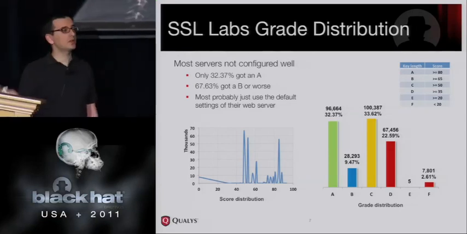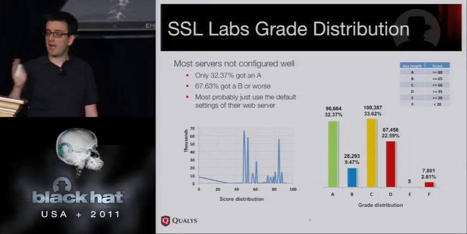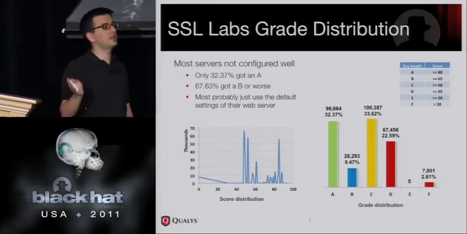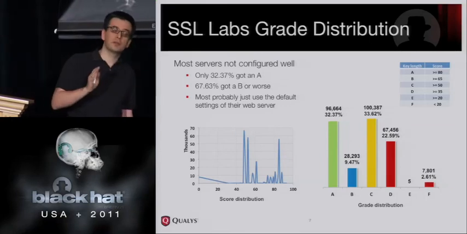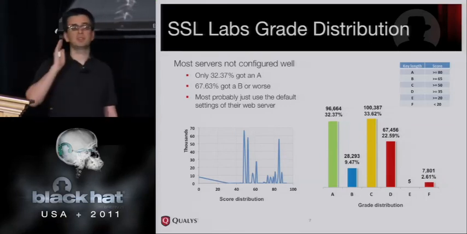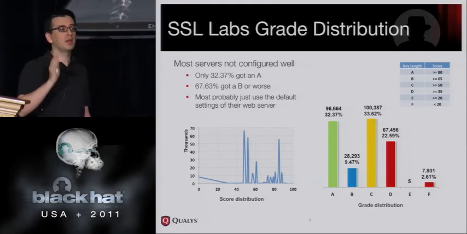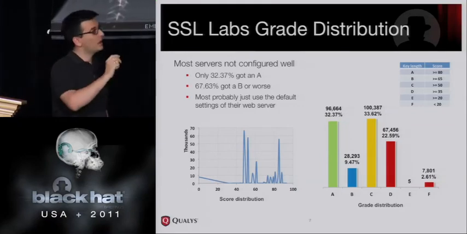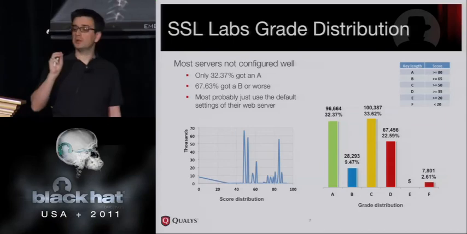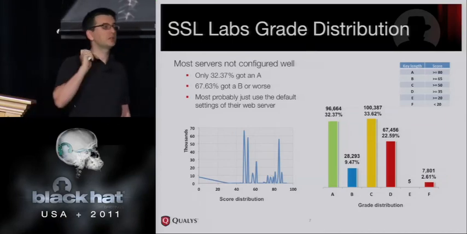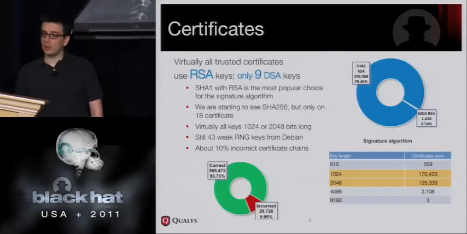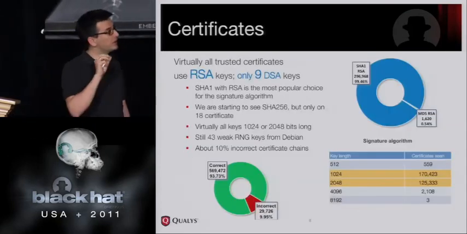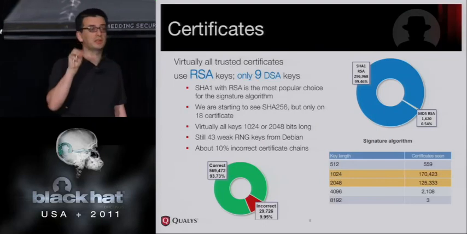The 2/3 of all sites generally have C's and D's. These are probably people who never paid attention to SSL configuration. What they did, they accepted the defaults provided by their vendors. The small number of Fs, these are probably people that tried to do something, but did it terribly wrong. So I'm going to cherry pick from all the data that we have available.